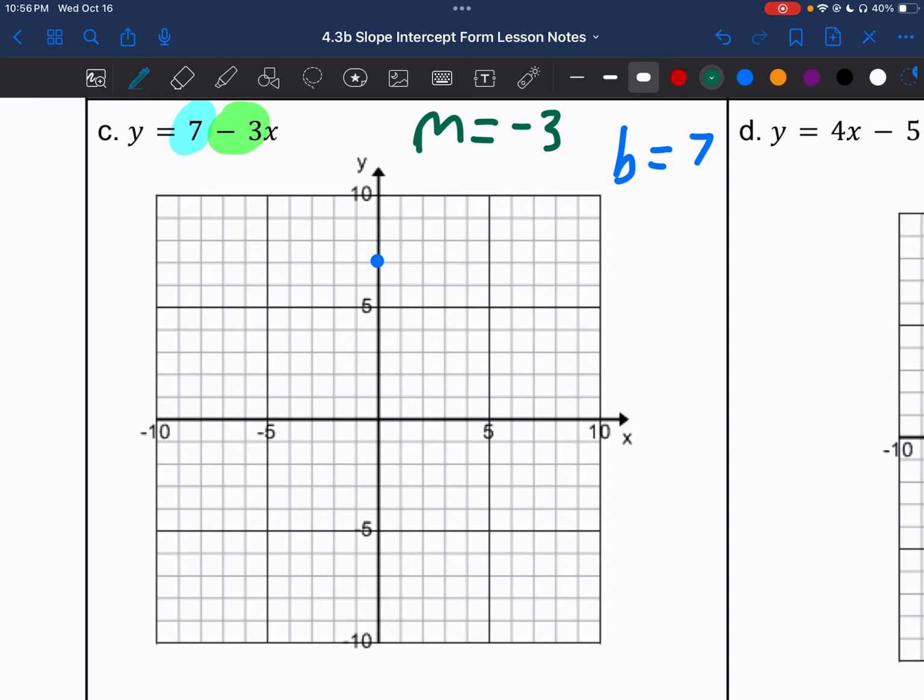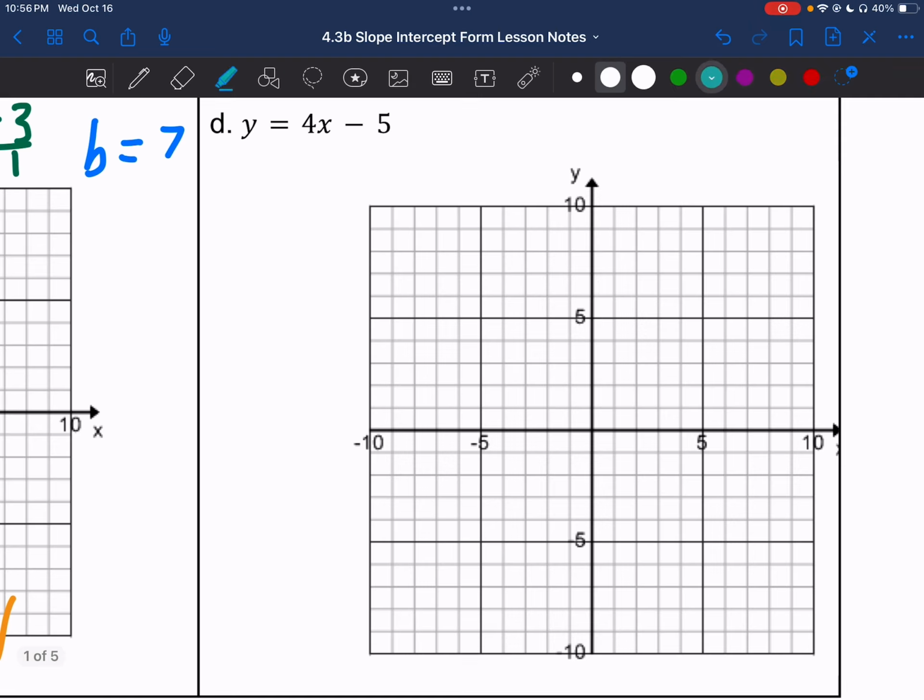And my slope is negative 3. So I'm going down 3 and to the right 1. Down 1, 2, 3, right 1. Down 3, right 1. Now, why is it 3 over 1 that we're going down? The reason for that is any whole number can be written as a fraction over 1. So negative 3 is simply negative 3 over 1, down 3 and to the right 1.